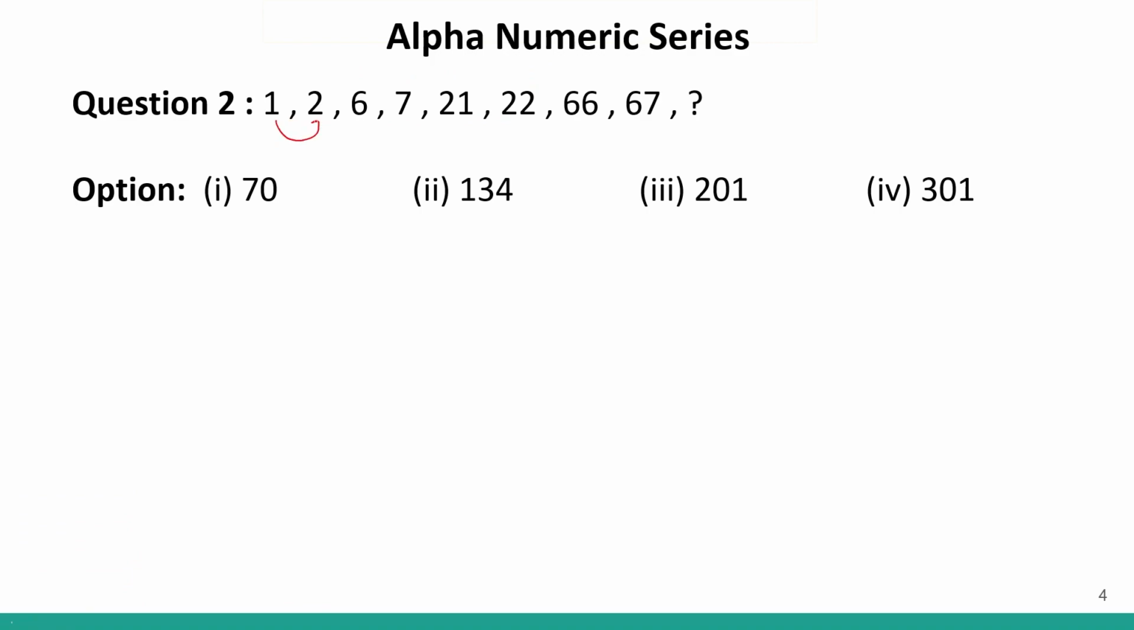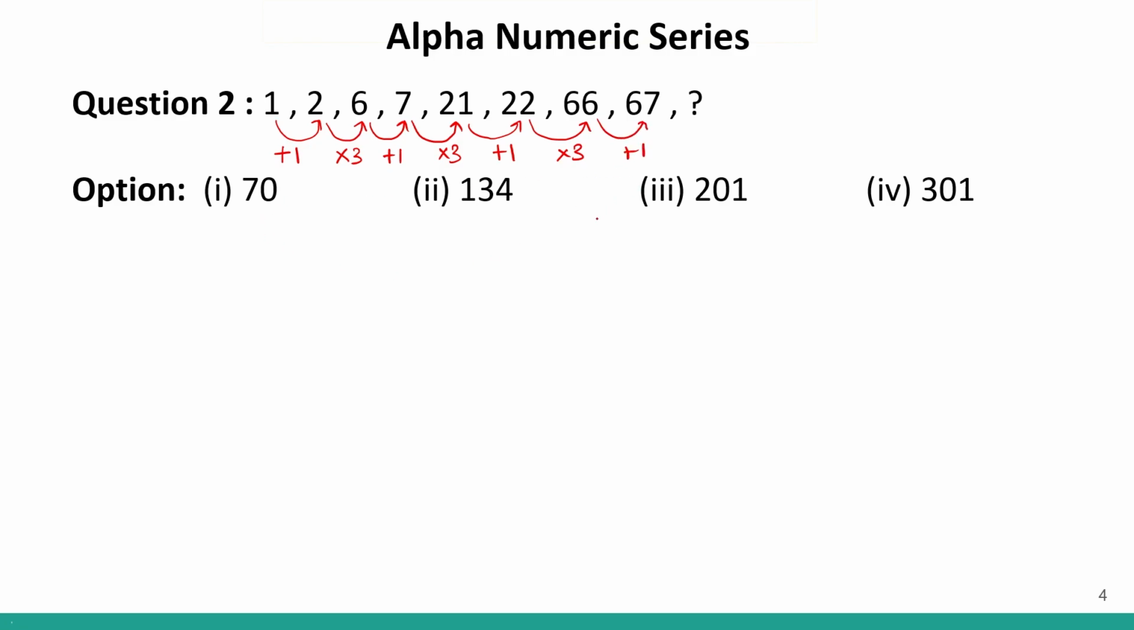Basically 1 to 2, if I'm moving, it is plus 1. And from 2 to 6, it is into 3. 6 to 7 is plus 1. And from 7 to 21, it is into 3. Correct? From 21 to 22, it is plus 1, and from 22 to 66 it is into 3, and from 66 to 67 it is plus 1.